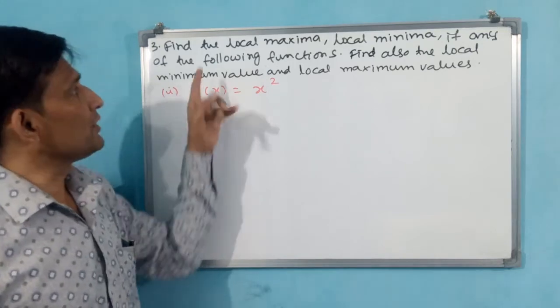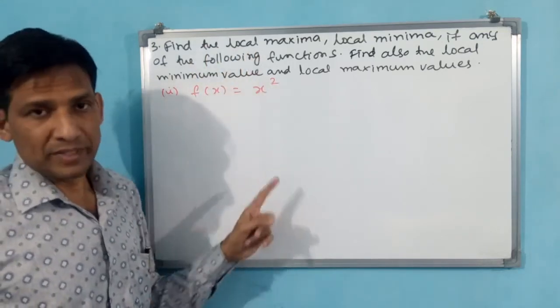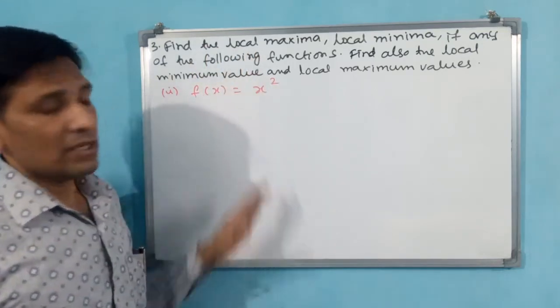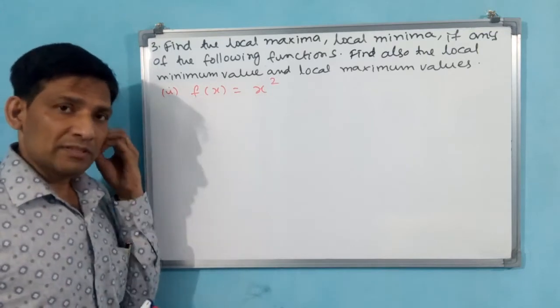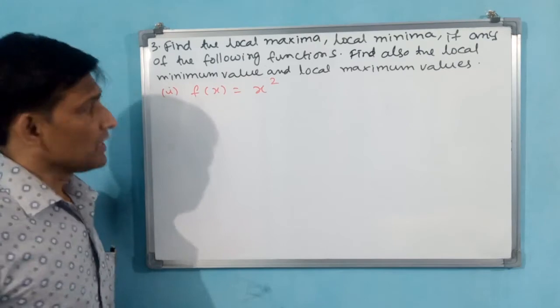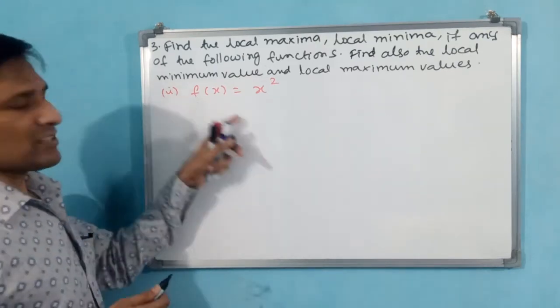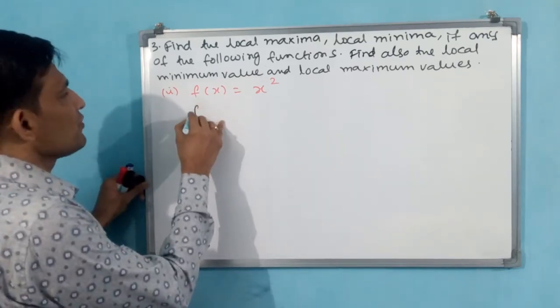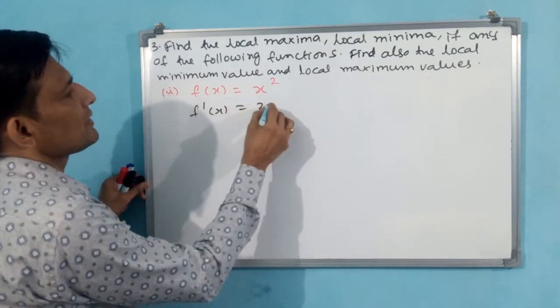From third question onwards, we will change the process. Even the word local has come; earlier local was not there. Third question onwards, the process is first derivative, second derivative. Both we will do. Okay. See what I am writing. F of x already is there. First derivative I am doing. You see, f dash x is equal to 2x. Is it okay?